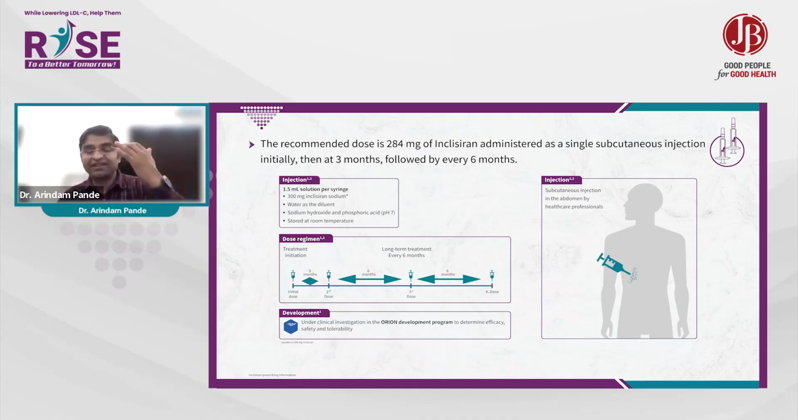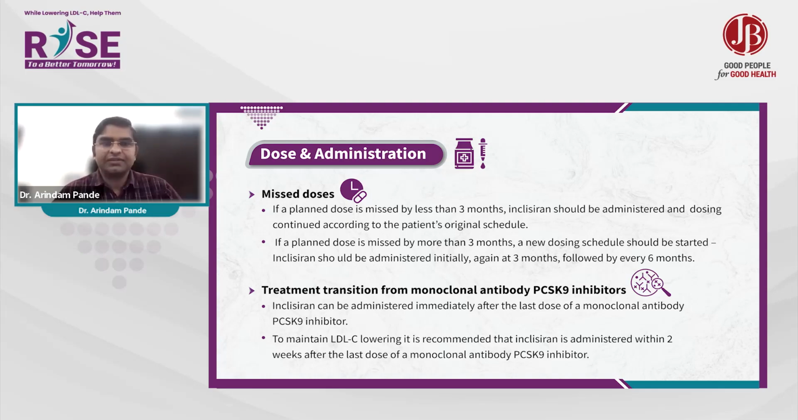Ideally given at the baseline, followed by 3 months, then every 6 months. So 1.5 ml solution, it is available as subcutaneous injection, pre-filled. It contains around 284 milligram. So ideally at baseline, followed by 3 months, then every 6 months, so twice a year. That is the regimen which the researchers have evaluated.